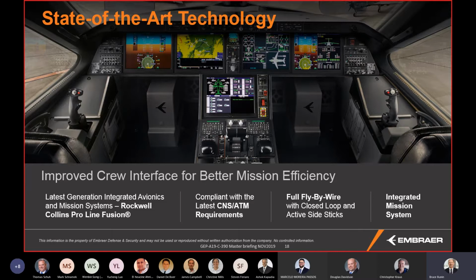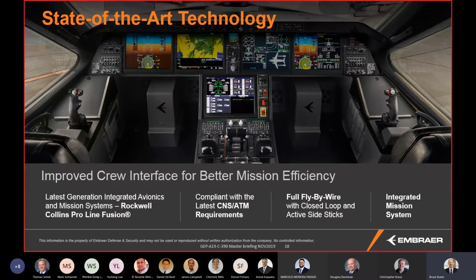It's also a side stick airplane. The difference here is that these are the BAE Systems active side sticks. It was the first implementation of this, not only for Embraer, but I think in a transport airplane. I think the first company to put those in an airplane was Gulfstream.